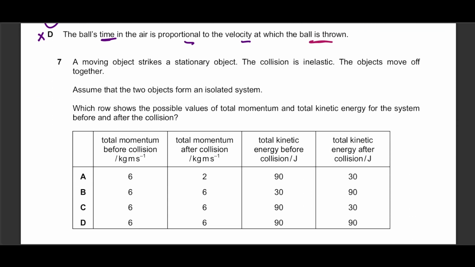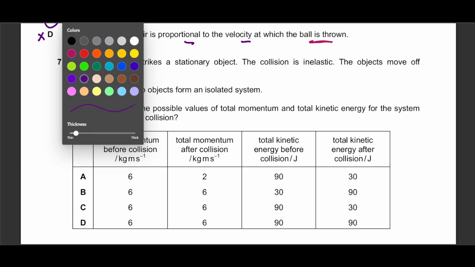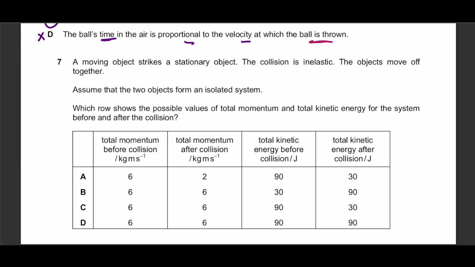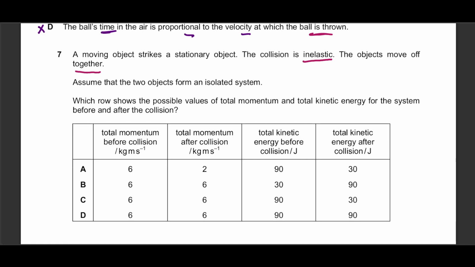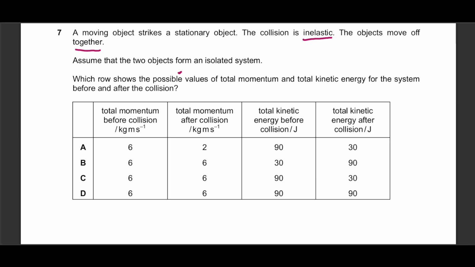Question number 7, a very good question in terms of clearing out your concepts of momentum in terms of the relative speed rule, which they have just recently started mentioning in the syllabus. Now he mentions that the collision is inelastic. The objects stick together, and one of the tricks is that if they are embedded together and start moving together, chances are it is an inelastic collision. But anyway, assume that the two objects are in an isolated system, which means that there is no third force or third party involved in this collision. Which accurately describes the possible values of total momentum?